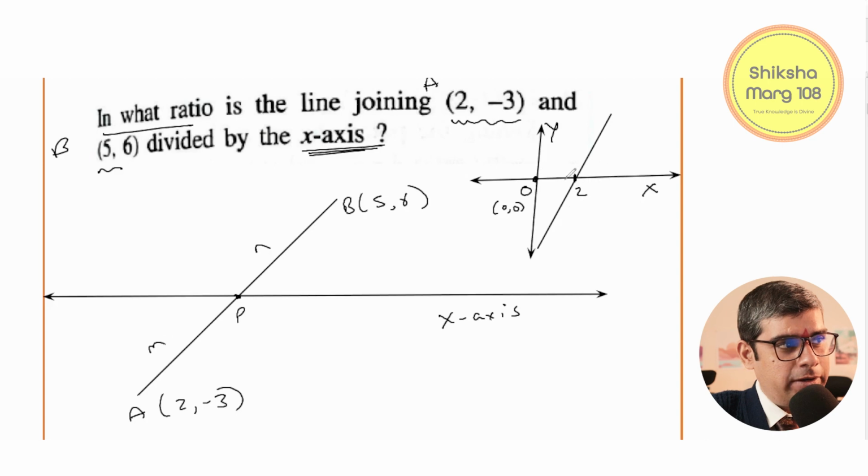What is the y coordinate? It's going to be 0. So it's always known that whenever we're finding a point on the x-axis, the y coordinate is always going to be 0.